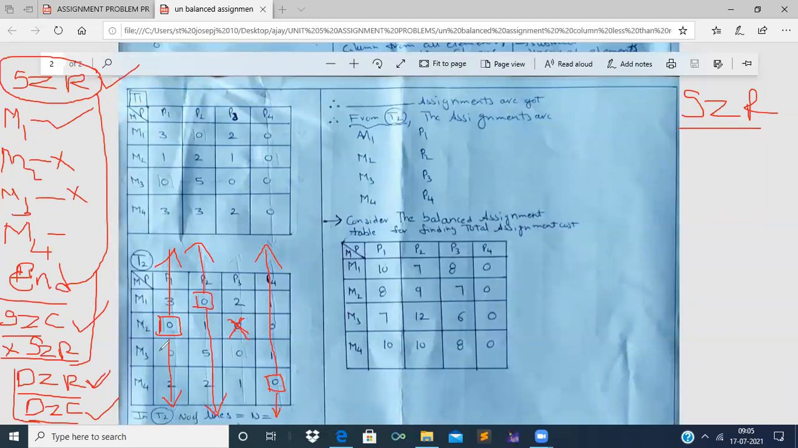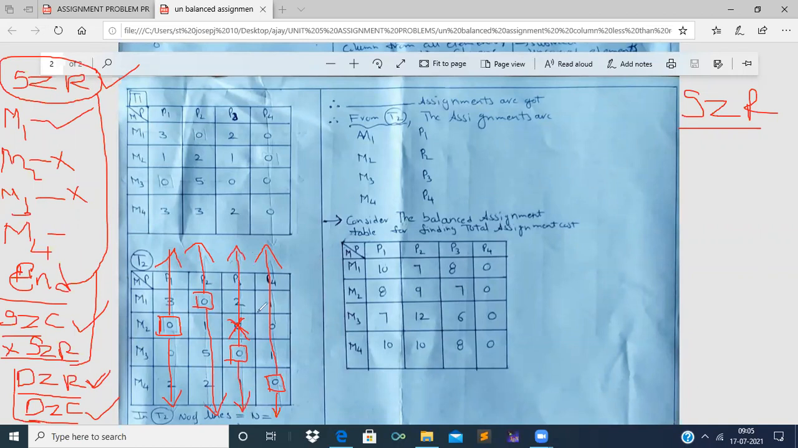Now, the third row has only a single 0 present. Therefore, we give assignment to this 0, as we are searching for a single-0 row. Now we have to strike off the column. You have to strike off the column now.